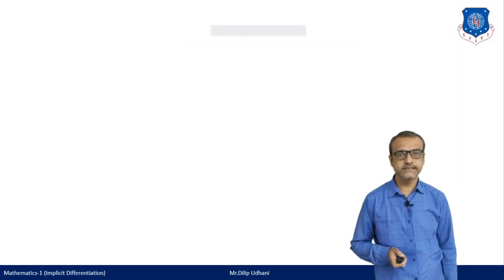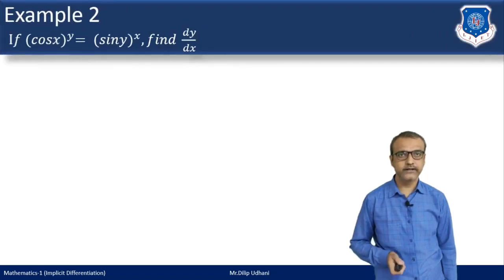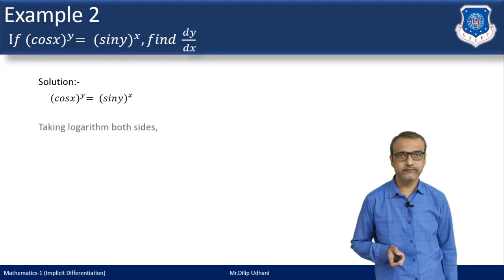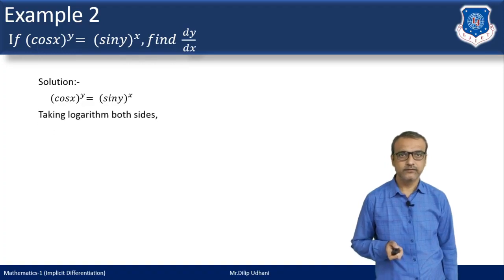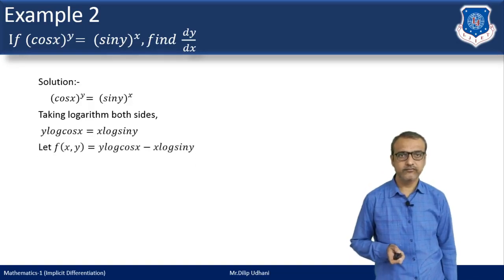Now we will see example number 2 related to this topic: if (cos x) raised to y equals (sin y) raised to x, then we have to find dy by dx. So let (cos x) whole raised to y equal (sin y) whole raised to x. Now we will take the logarithm on both sides to simplify this function. So that will be y into log cos x equals x into log sin y. So let f(x, y) equal y log cos x minus x log sin y.